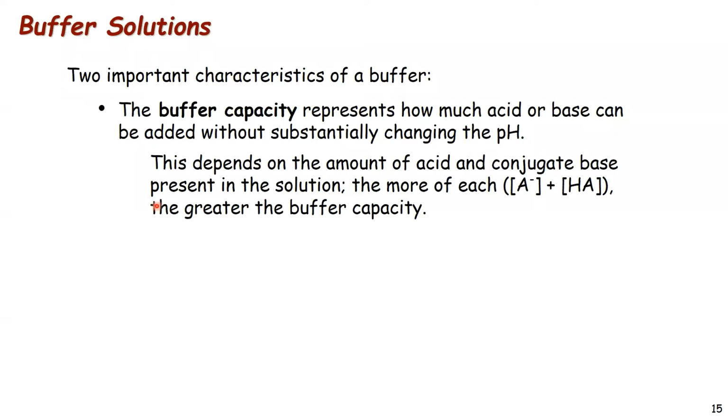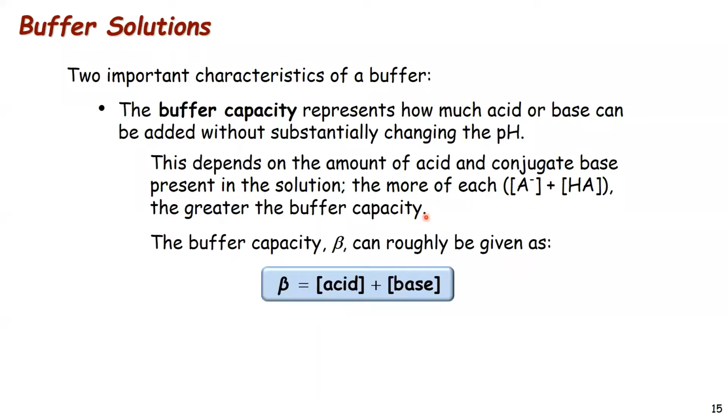Now, we're going to very simply call the buffer capacity the sum of the concentration of the conjugate base and the concentration of the acid, okay? And we're going to give it a variable of beta. So that is our buffer capacity. Now, I really should change this to an approximately equal sign.